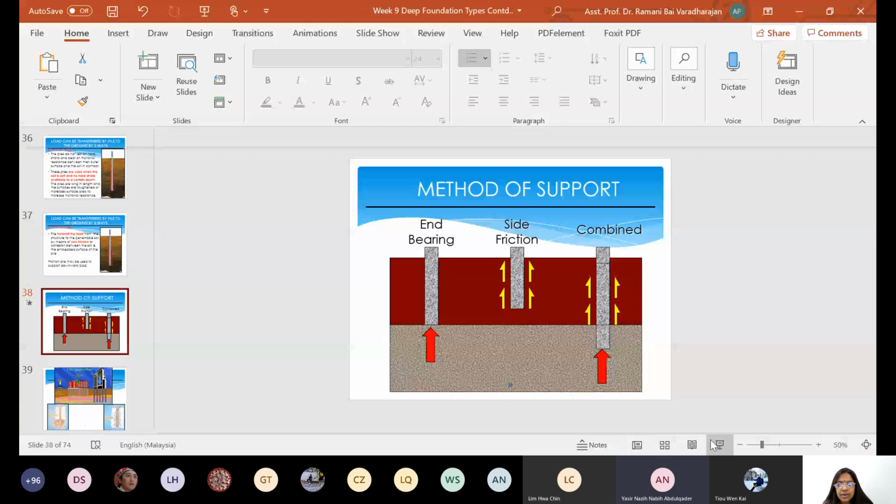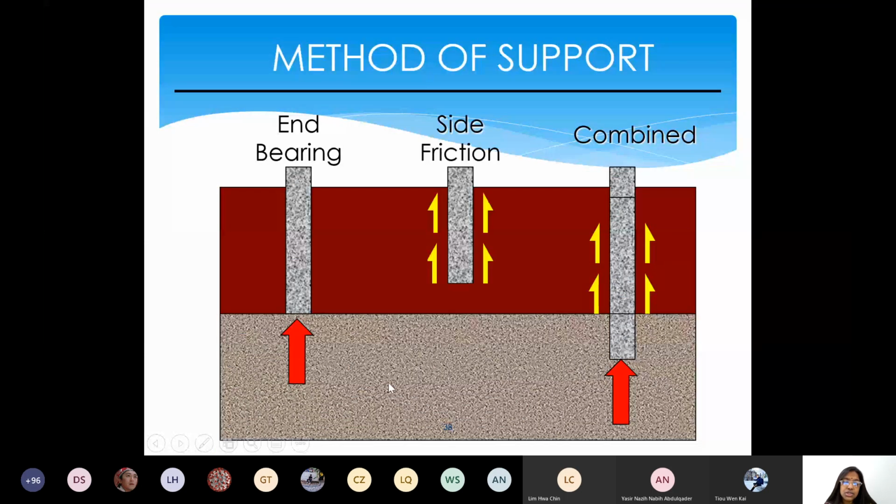Loam soil. Sand. Number one, end bearing. How is it resisting the load? Okay, I ask this way: is it soft soil or hard soil? This type of end bearing can be used in soft soil or hard soil? I say the load is only borne by the end, not by the sides. That means what? It is appropriate for a situation or ground where the soil surface is soft. Okay.